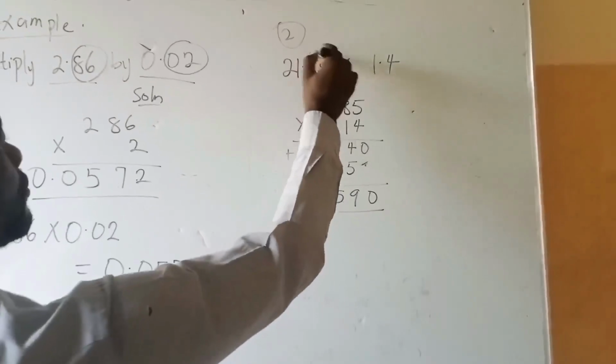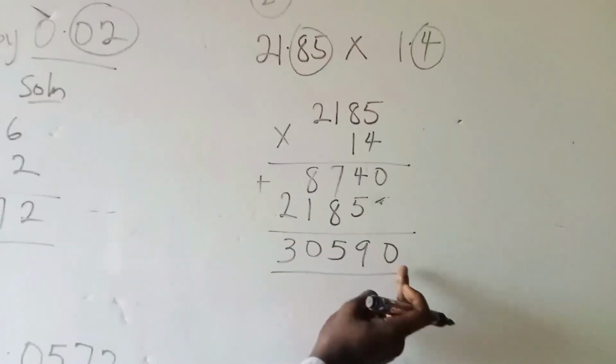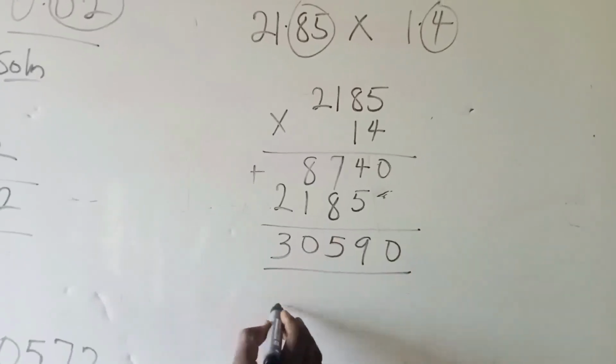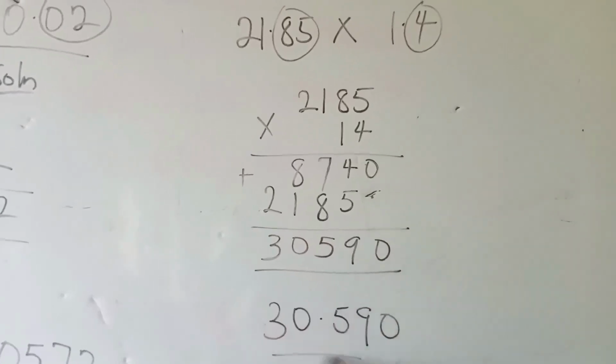Don't forget that we have some values after the decimal point. We have two values here, and a value here, making 3. So we count from the right towards the left: 1, 2, 3. Therefore our value will be 30.590. Thank you.